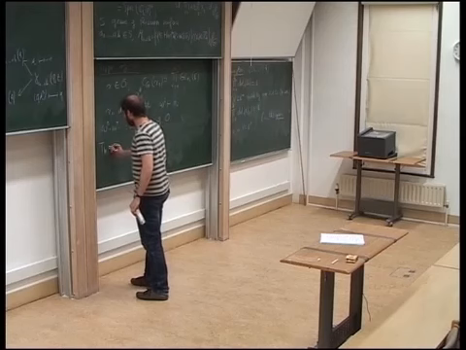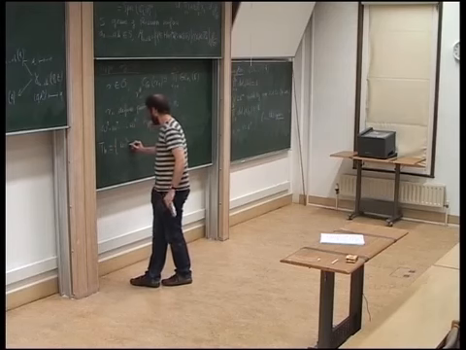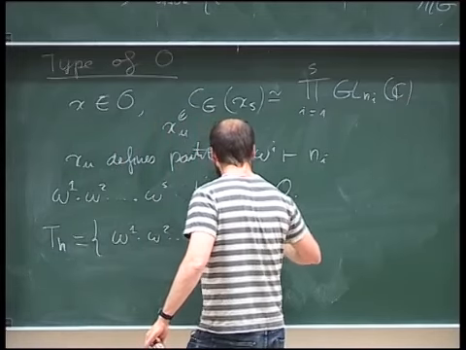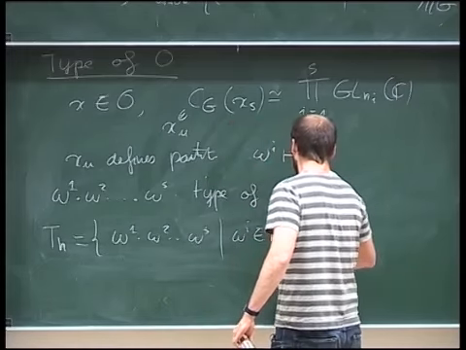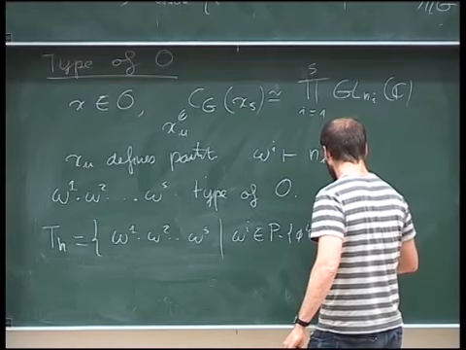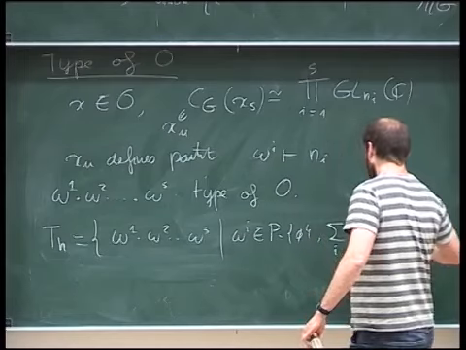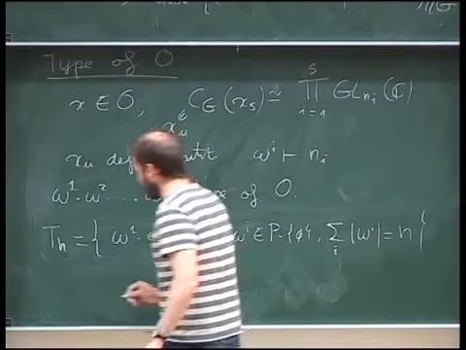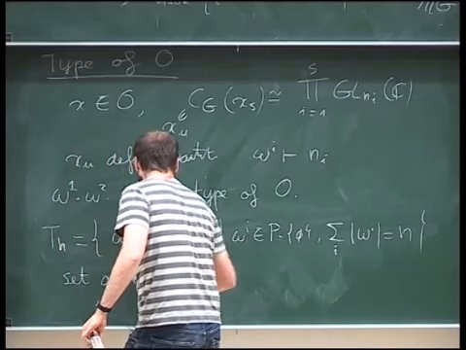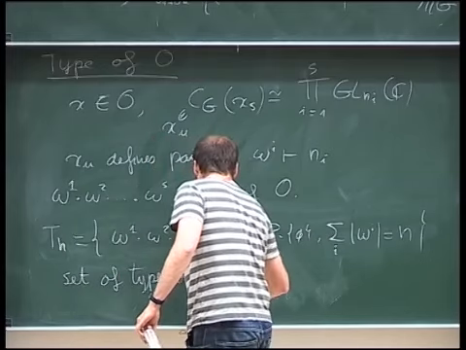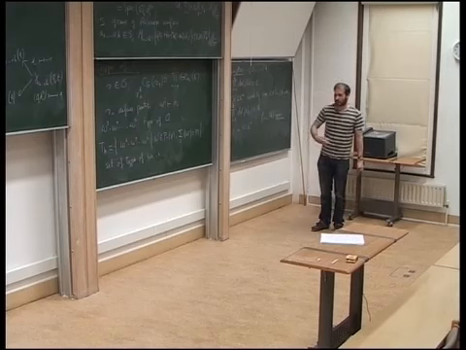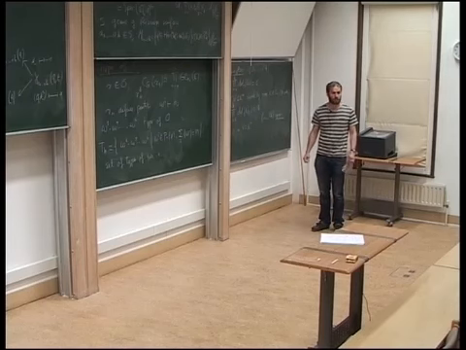Then we can define T_n, the set of all (omega_1, ..., omega_s) such that omega_i is a non-empty partition, and the sum of the sizes of the partitions is equal to n. That is the set of types of size n. Any type of size n can be realized as the type of some conjugacy class.